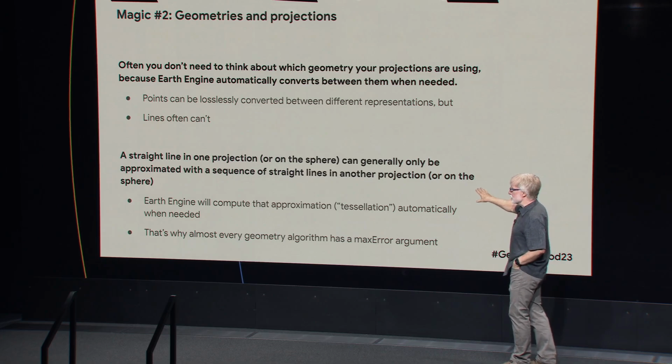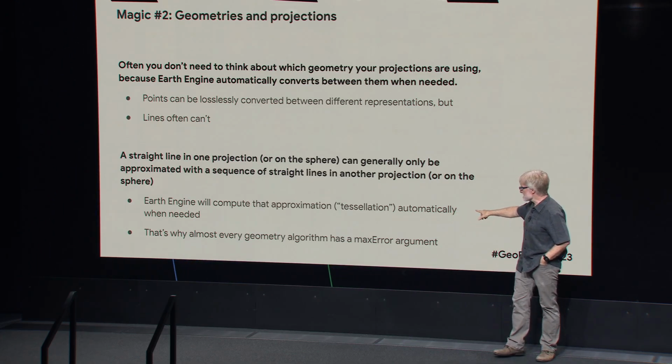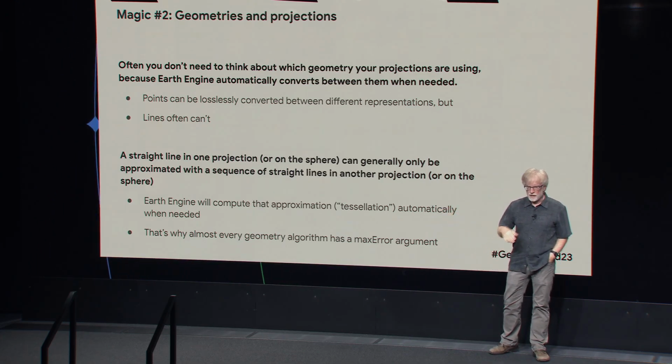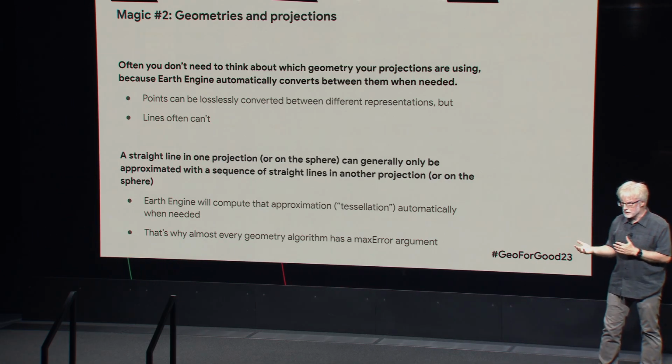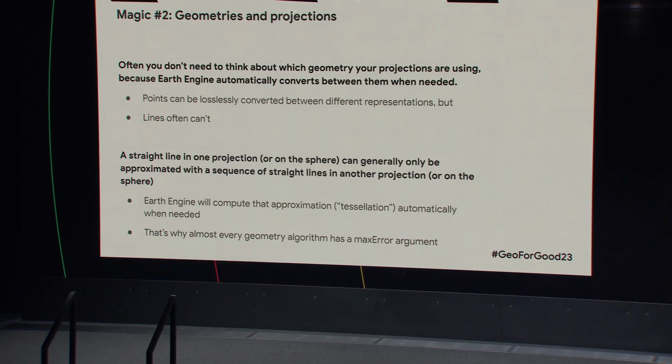And Earth Engine is doing that for you automatically. It's a process we sometimes call tessellation. And you may run into this if you take a geometry from one source and you try to feed it into an algorithm that needs it in a different form.